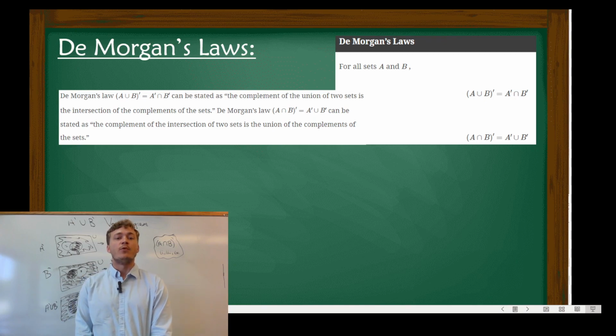Likewise, we have here that A intersect B complement is equal to A complement union B complement. We just found that out. And we can state this as the complement of the intersection of two sets is the union of the complements of the sets. De Morgan's law shows us a way to express a union and an intersection equal to one another. Make sure that we have this noted as we've walked through our visual proof for De Morgan's laws.